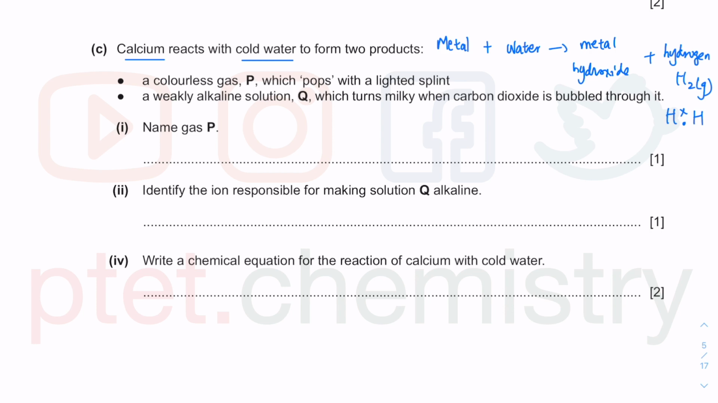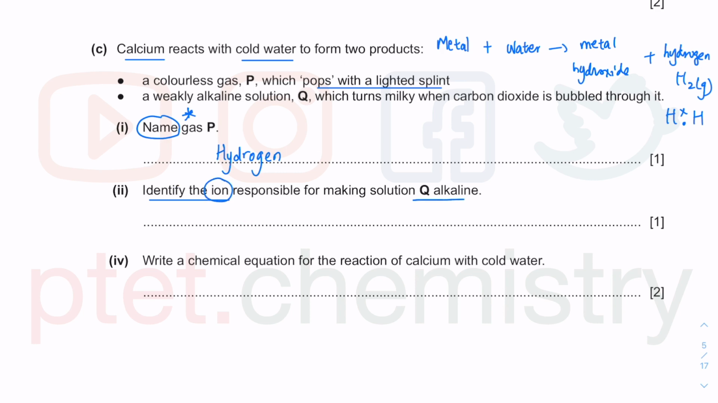All right. You get a colorless gas which pops with a lighted splint, so obviously it is going to be hydrogen. The reason why I don't write down the formula here, and formula will not be accepted here, is because if you read the question, it says name the gas. Okay, name the gas. They don't say give the formula of the gas. The next one, identify the ions. They didn't say name the ion. They didn't say give the formula of the ions. Identify the ion means you could give the formula, you could give the name, and it has to be ions.